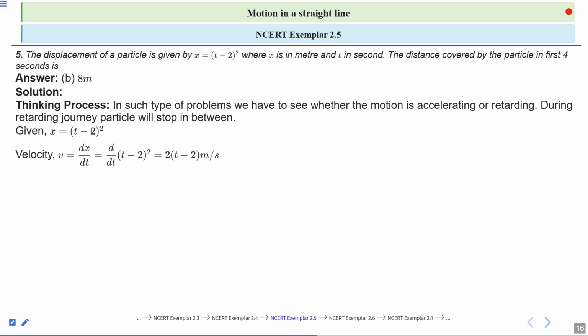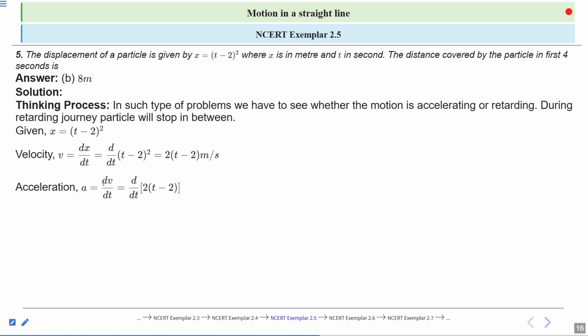Another method is expanding this (a − b)² as a² + b² − 2ab, then taking the derivative. Without solving this term directly, you will get the velocity equal to this one.